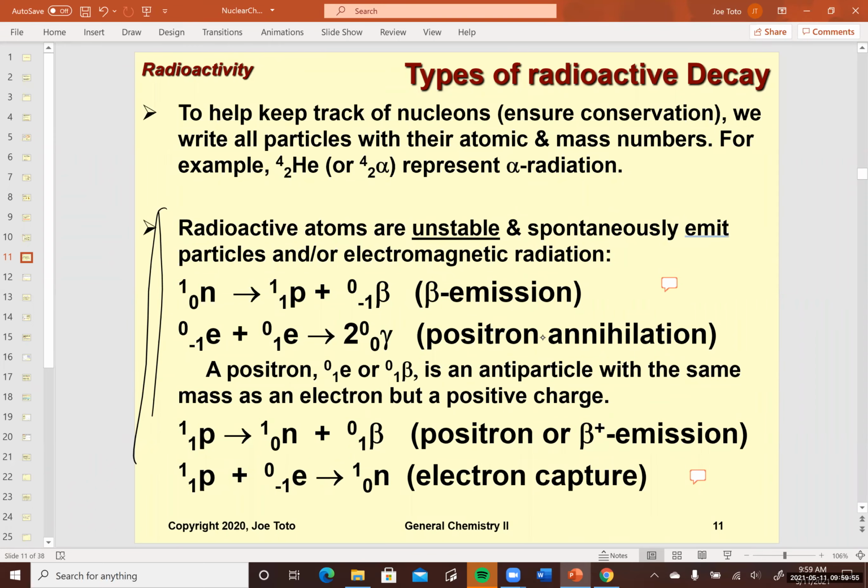Now, this first one, we have a neutron that decays into a proton and a beta particle, or an electron. Now, does anyone out there know the difference? I'm going back a little bit. What's the difference between a beta particle versus an electron in an atom? Does anybody know?